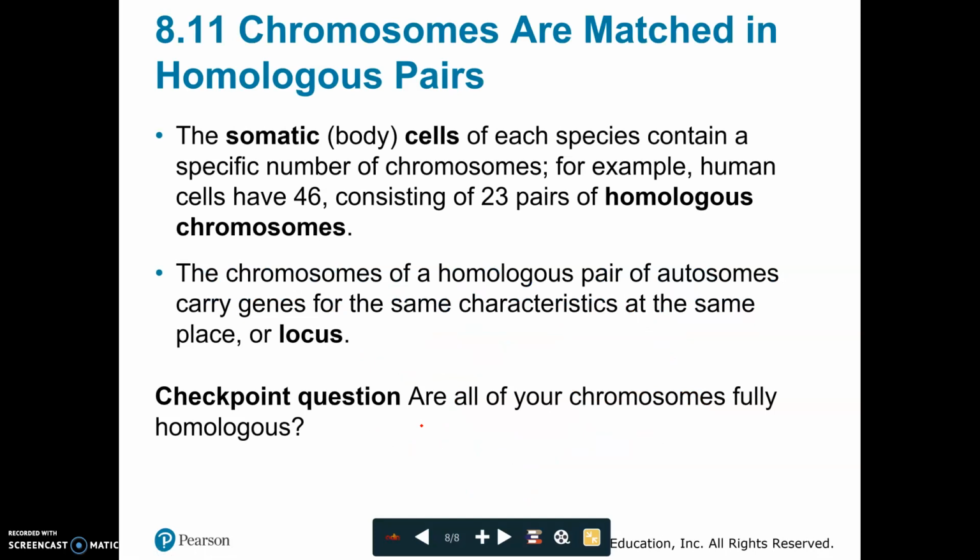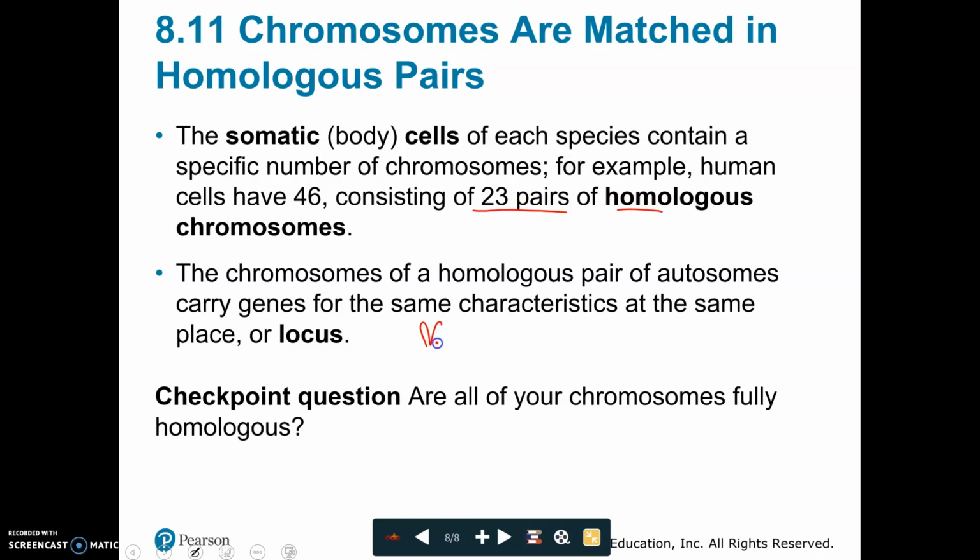All right. Body cells are also called somatic cells. That's another name for them. And your somatic cells or body cells have a specific number of chromosomes, and it is called your diploid number because it's the number when your chromosomes are all in pairs, in homologous pairs. So for example, in humans, our diploid number is 46. We have 46 chromosomes in our body cells when they're paired up, and there are 23 pairs, or what are called homologous pairs.